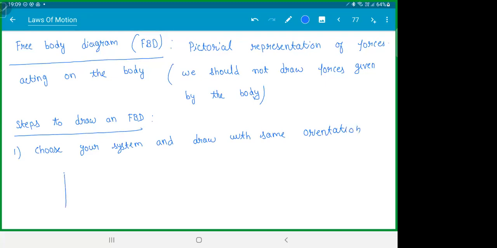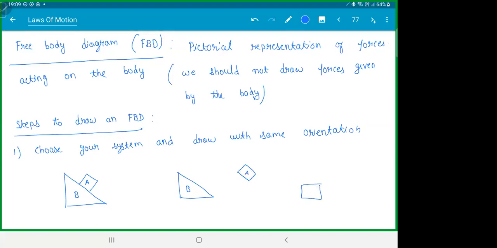Meaning, suppose you have a block and a wedge. Now here, your system can be only block A, only block B, or everything, total A and B. Now you have to draw with the same orientation. For example, if I ask you to draw the FBD of A, draw A like this only, you're getting it? Keep it with the same orientation.